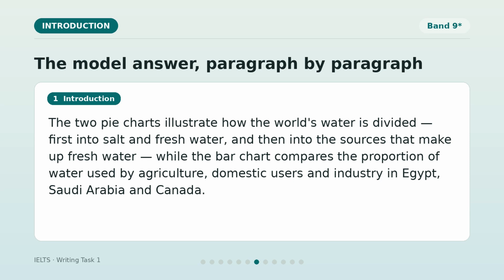Paragraph 1. The introduction. The 2 pie charts illustrate how the world's water is divided, first into salt and fresh water, and then into the sources that make up fresh water, while the bar chart compares the proportion of water used by agriculture, domestic users and industry in Egypt, Saudi Arabia and Canada.